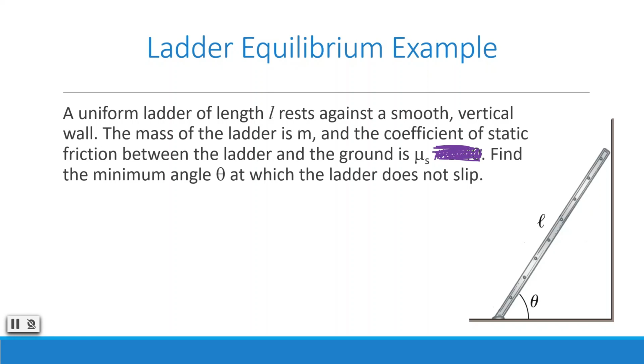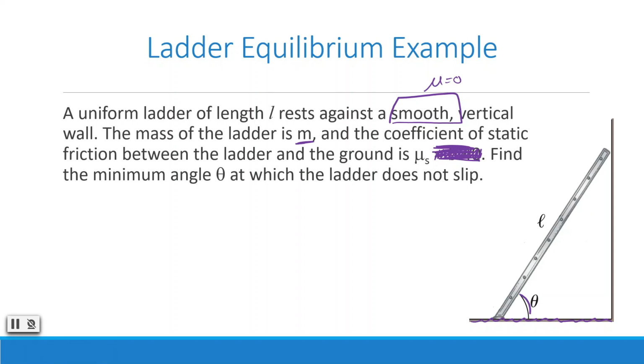So we have a ladder here, and it's resting against a smooth wall. Whenever they say smooth, smooth is going to tell us that our friction is 0. So there's no friction with the wall. Okay, the ladder itself does have a mass of m, and there is friction with the ground, or they might say rough. So there's some friction here with the ground. And we want to find the minimum angle theta at which we can put the ladder so the ladder does not slip.